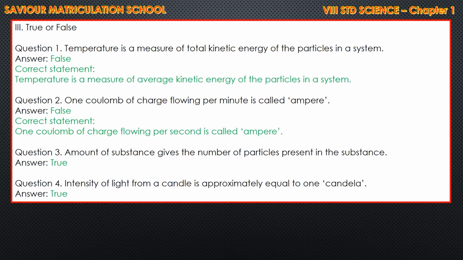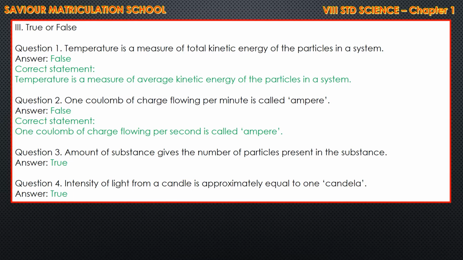Clear? Second one, 1 coulomb of charge flowing per minute is called ampere. Answer is false. Correct statement, 1 coulomb of charge flowing per second is called ampere. In the place of minute we have to write second. Clear, children? Third one, amount of substance gives the number of particles present in the substance. True. Fourth one, the intensity of light from a candle is approximately equal to 1 candela.